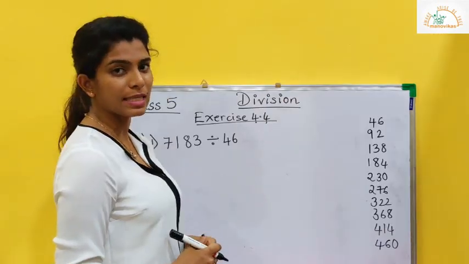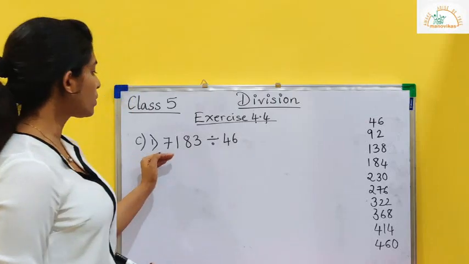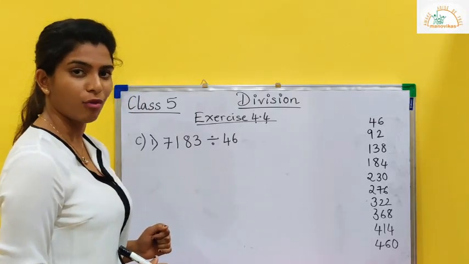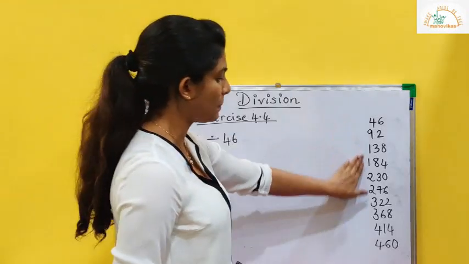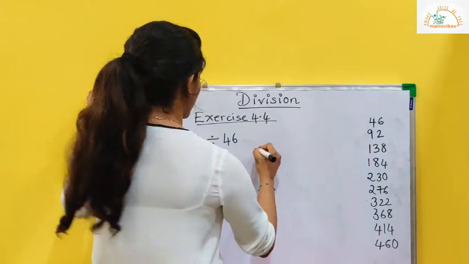Let's solve question C, first one. 7183 divided by 46. So I have written the 46 times table here. Okay, let's solve now.